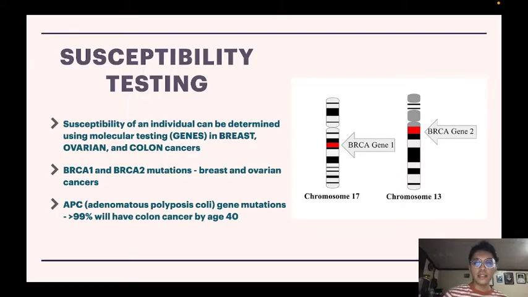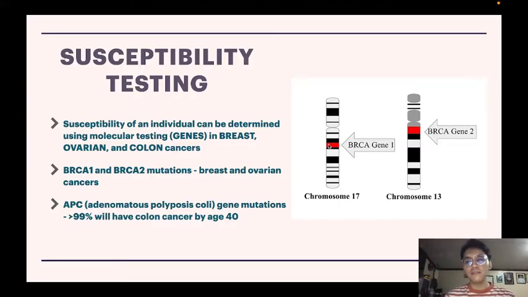So next, susceptibility testing. This is the susceptibility of an individual, right? I mentioned earlier Angelina Jolie. It can be determined using molecular testing, or the testing of the genes in breast, ovarian, and colon cancers. This is very common in the US. That's what Angelina Jolie did, because many in her family had breast cancer. Actually, they have the BRCA1, BRCA2 mutations that can lead to breast and ovarian cancers.